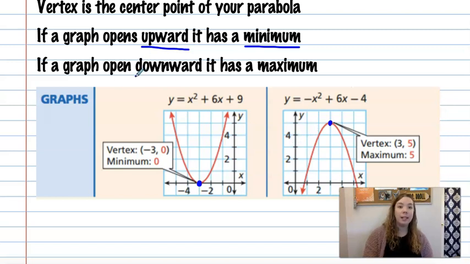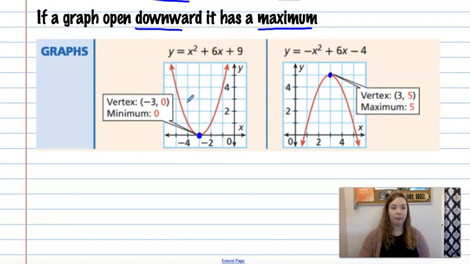If it opens downward, it has a maximum. So if it's upside down, because it has a negative leading coefficient, it's going to have a maximum instead. And in this case, its maximum is 5. So there's a couple examples there.